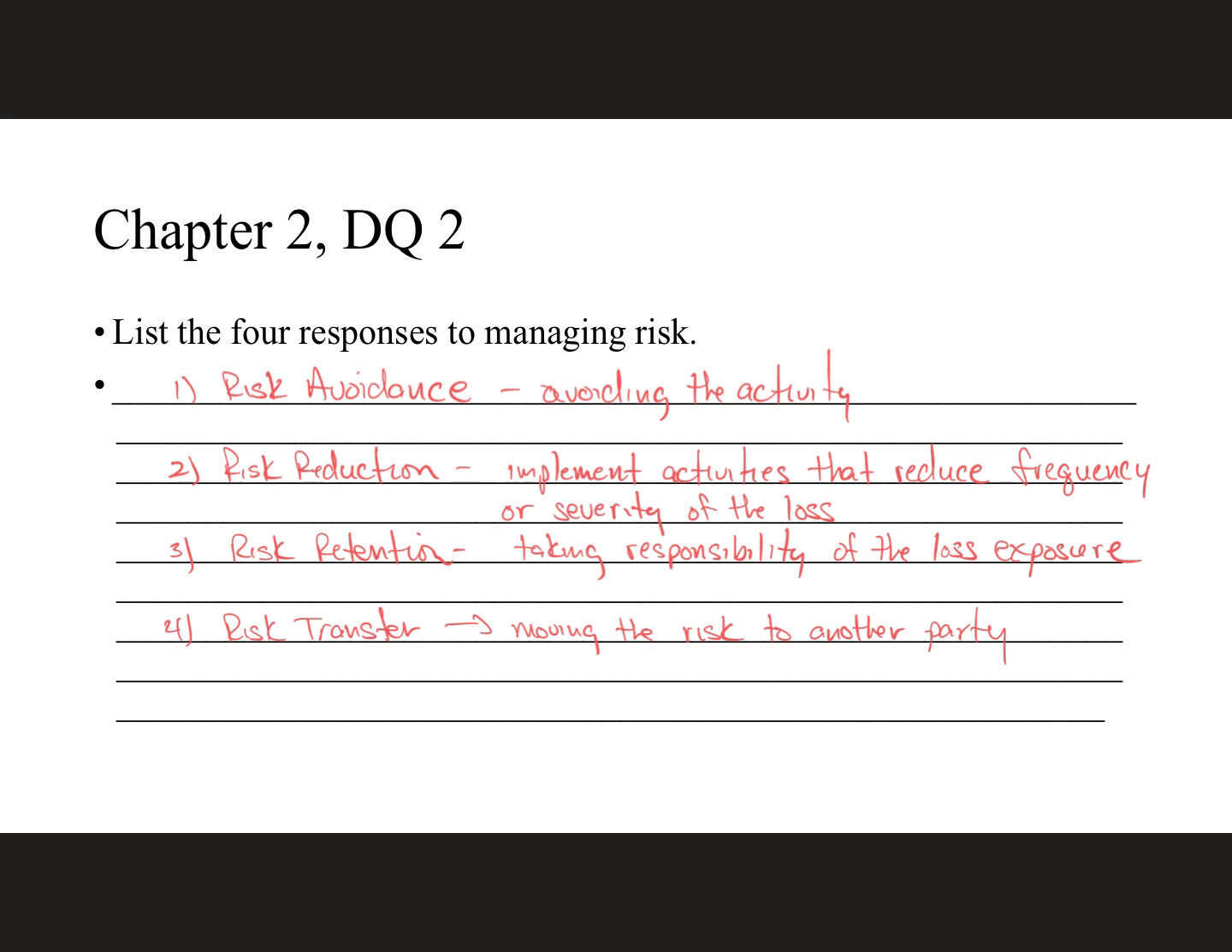So, risk avoidance, risk reduction, risk retention, and risk transfer.